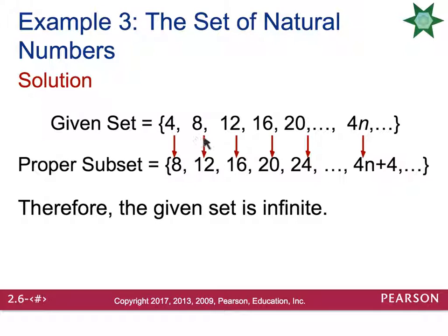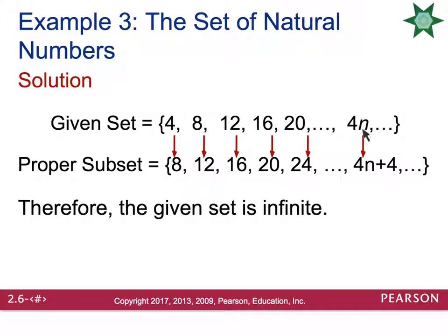So it's easy to show the first handful of how they correspond to each other. Here 4 corresponds to 8, the first elements. 8 corresponds to 12, the second elements. 12 to 16, the third. 16 to 20, the fourth. 20 to 24, the fifth. Now the general term of this set is a little bit more tricky.